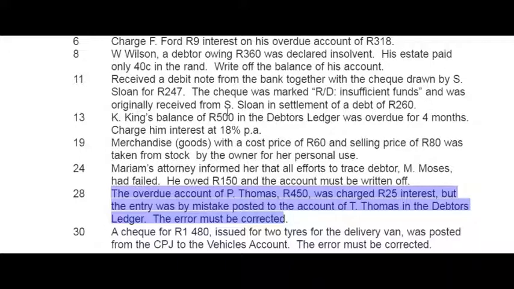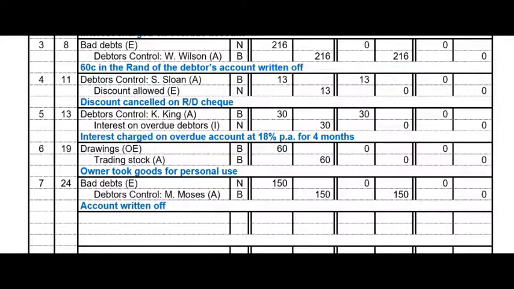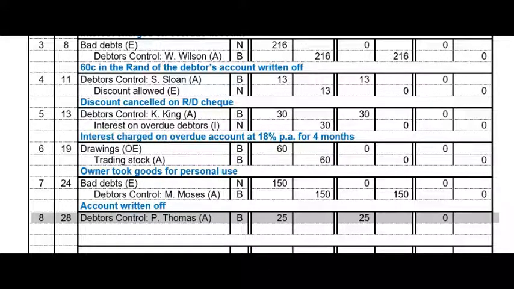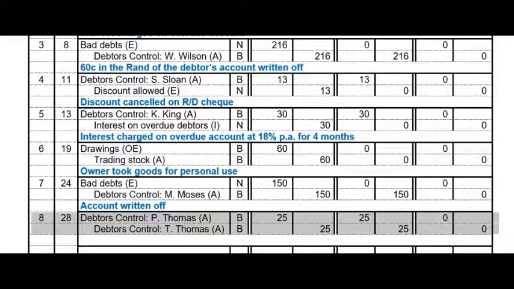So what happened is, this is a correction of error. We incorrectly debited T. Thomas for the interest of P. Thomas. So to fix this error, we must go and debit P. Thomas, because he's actually the one that owes us interest, and you have to write debtors control P. Thomas. And we must go and credit T. Thomas, because we debited his account incorrectly. The poor guy didn't even do anything wrong. So we have to fix it. And you have to say correction of error. Don't overcomplicate this journal narration. Don't say interest charged to the wrong debtor or whatever. Just write correction of error.